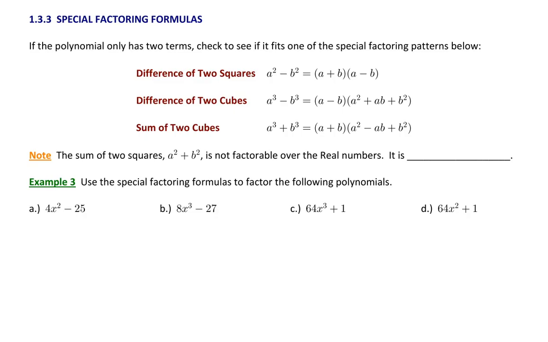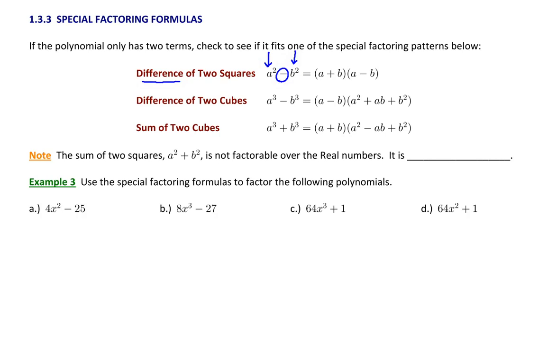The first pattern is what we call the difference of 2 squares. It looks like a squared minus b squared. So how am I going to recognize it? It simply means that the first term is a perfect square, the second term is a perfect square, and I see a minus in between. Hence, we have the difference of 2 squares.